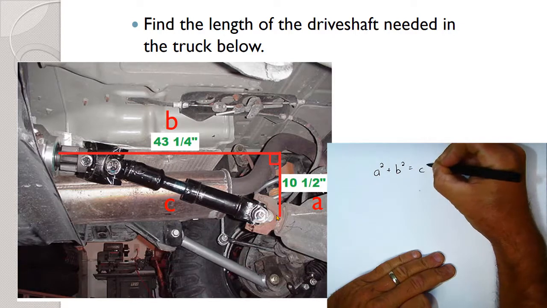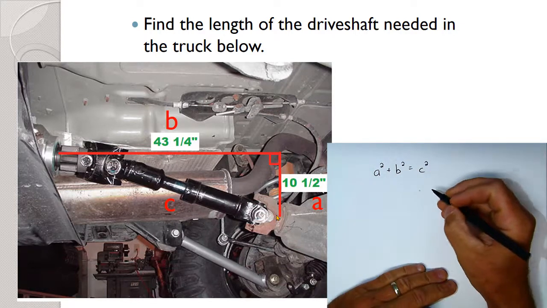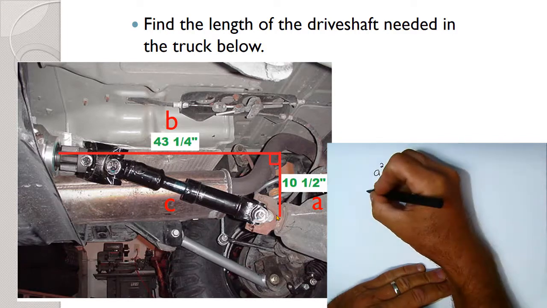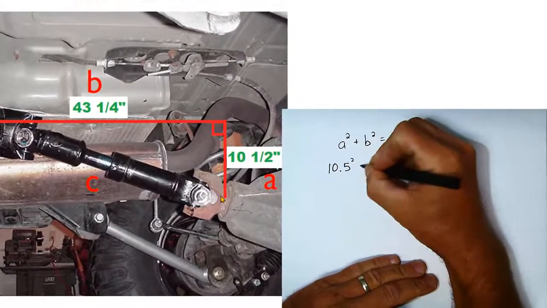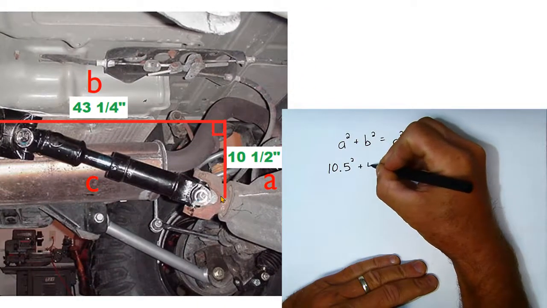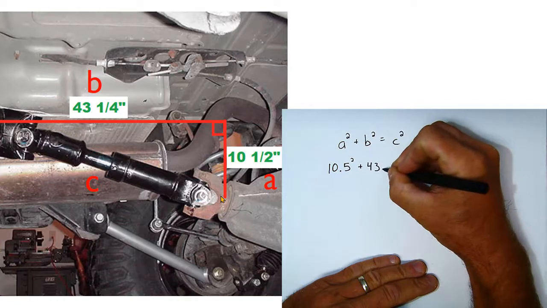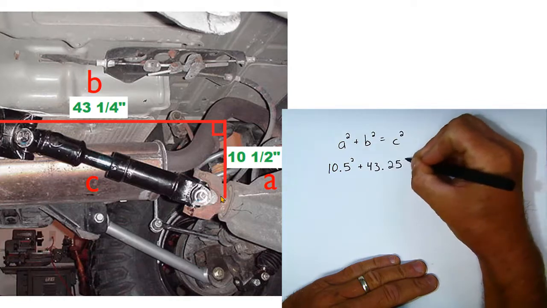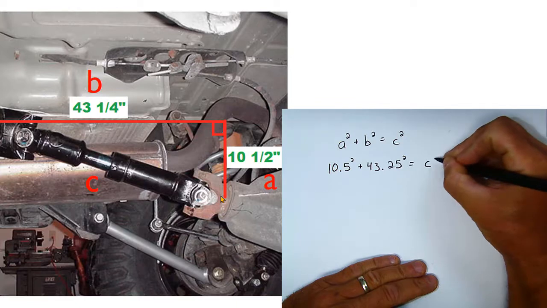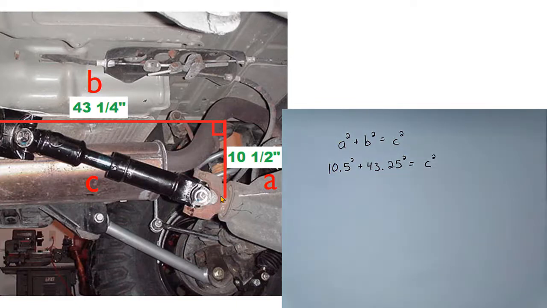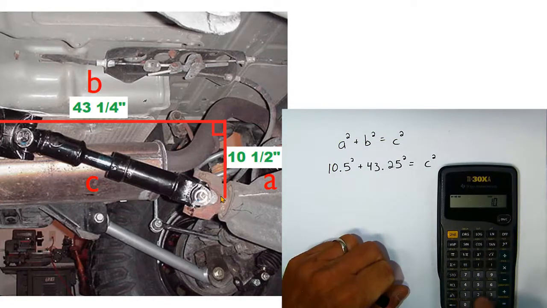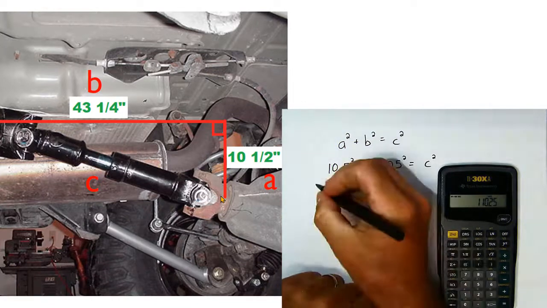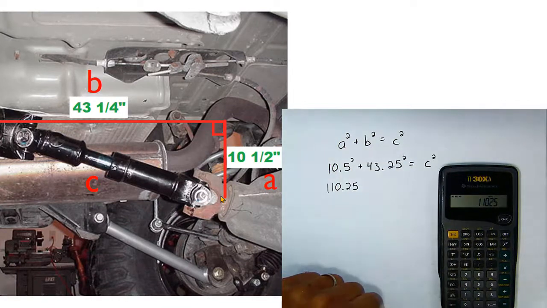So let's fill in the values we know, and we're going to write those as decimals. 10½, our A value, is 10.5 squared, plus our B value of 43.25, and that's going to be squared, and that has to equal C squared. Now, when you type these into your calculator, make sure you're squaring them and not just multiplying them by 2. So 10.5 times 10.5 turns out to be 110.25. Make sure you're getting that value.